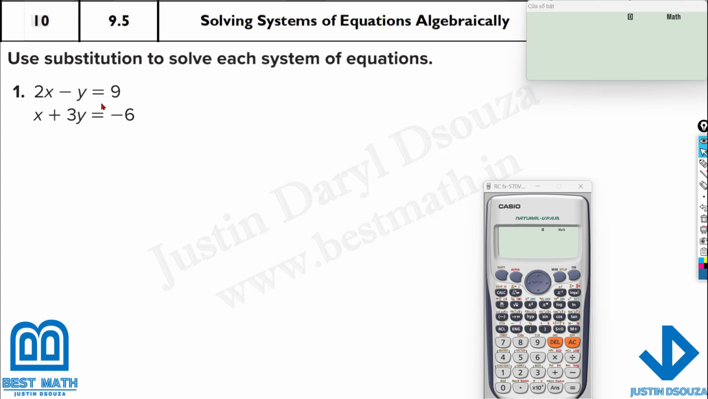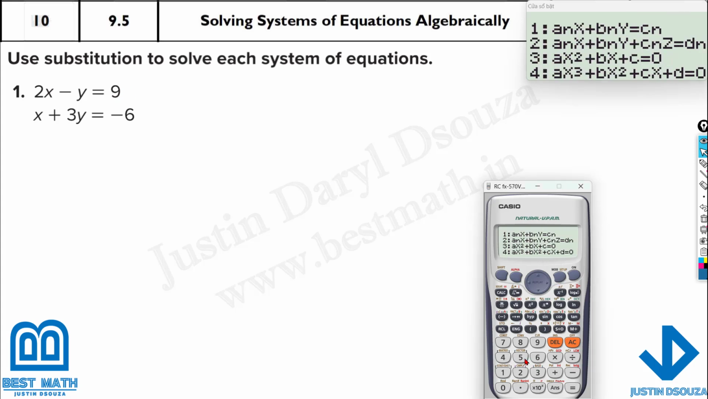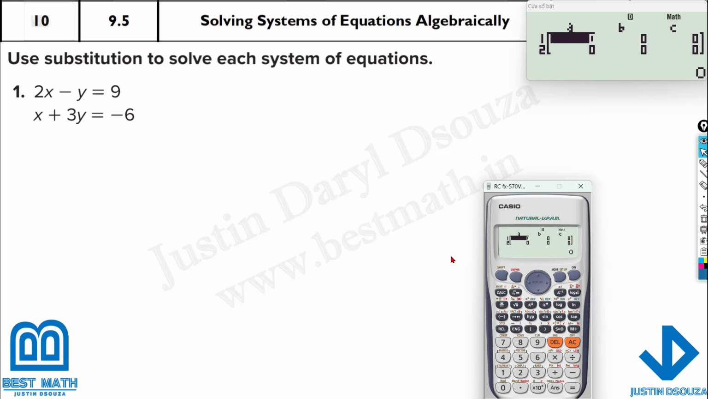These both equations are in standard form, that is x and y on one side and equal to the number or the constant. So we go to MODE, and here you need to click on 1 if there are two equations. And then type in the coefficients. It's 2, then we have -1, and lastly 9. Similarly, the second equation, the coefficient, there's nothing, that means 1, 3, and -6. That is it.